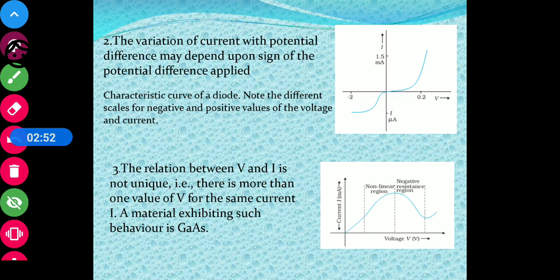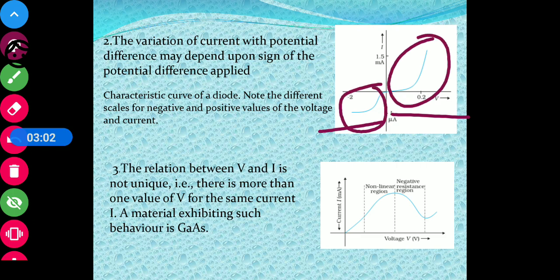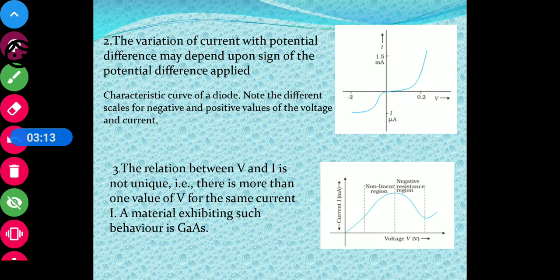Similarly, for some conductors, the behavior of the change of current for positive potential difference and for negative potential difference is not the same. This is the characteristic curve of a diode, in which the current changes in one manner for positive voltage, but for negative potential the current changes in a different manner. So the variation of current with potential difference depends upon the sign of the potential difference applied.